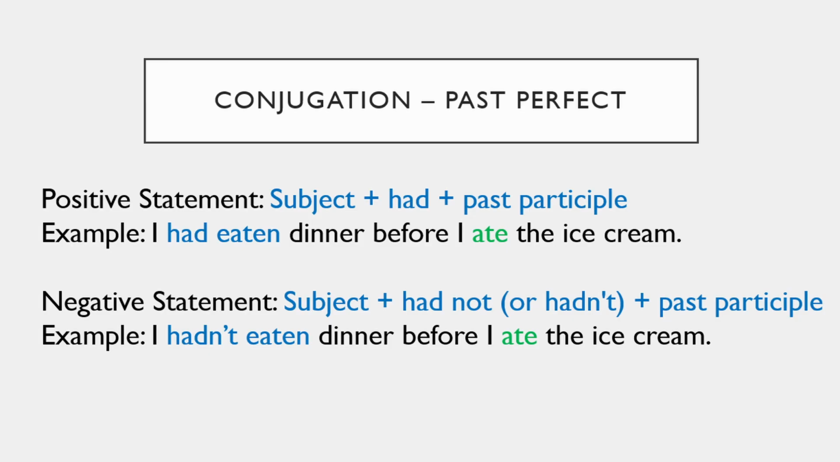For a negative statement, you want to use the subject, had not, which becomes hadn't, and then the past participle. I hadn't eaten dinner before I ate the ice cream. I hadn't eaten dinner, that's first person. I hadn't, you hadn't, he, she, it hadn't, we hadn't, you guys hadn't, and they hadn't. Pretty easy, right? It's just had, and then not, and then the past participle. Okay, what about pronunciation?